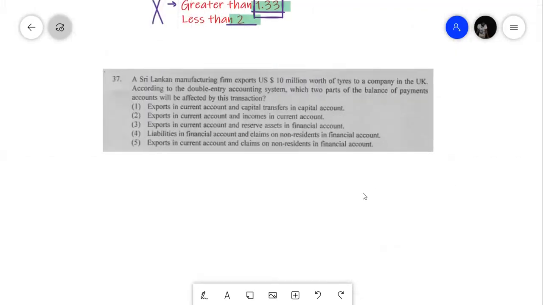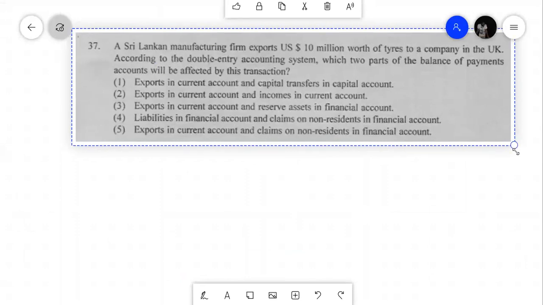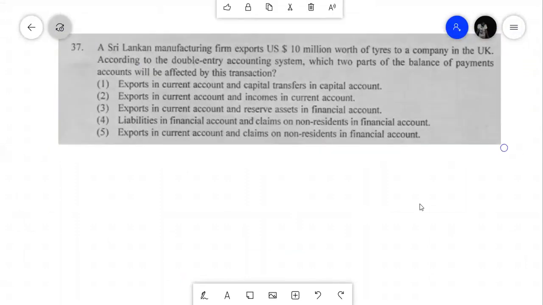Then we have 37. A Sri Lankan manufacturing firm exports 10 million worth of tires to a company in the UK. According to the double entry system, which two parts of the balance of payments would be affected by this transaction? Now, it's one of the easiest questions, I think, fast track people. And yeah, first thing, is money going out or money coming in?